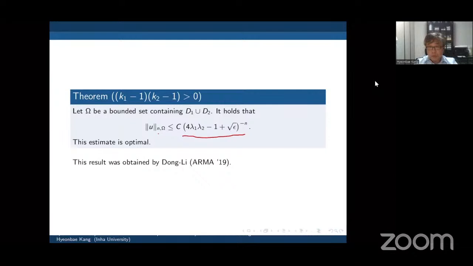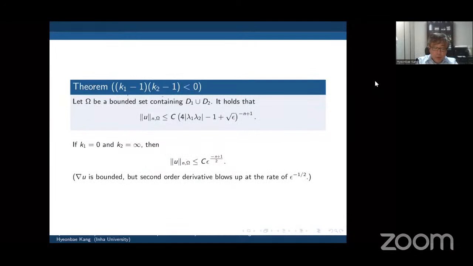I've mentioned this before. But if K1 minus 1 times K2 minus 1 is negative, so K1 is 0 and K2 is infinity, then we have this kind of result. You see, the important thing is this is minus 1 and plus 1. So for example, K1 is 0 and K2 is infinity. Then we have these estimates. You see, for the first derivative, if n is 1, then the right-hand side is just bounded. So the gradient is bounded. But the second derivative has a blow-up of epsilon to the minus 1/2. The third derivative has epsilon to the minus 2/2, and so on. So one degree less.